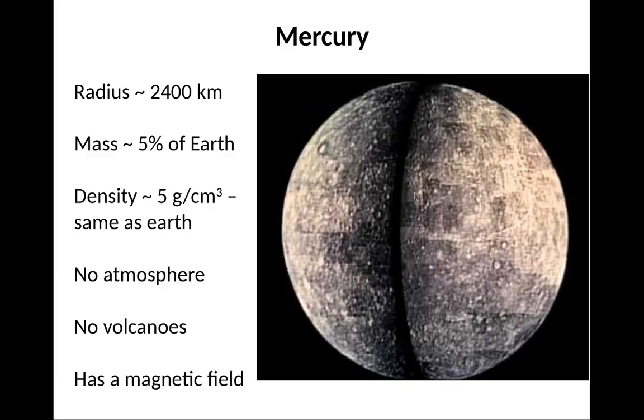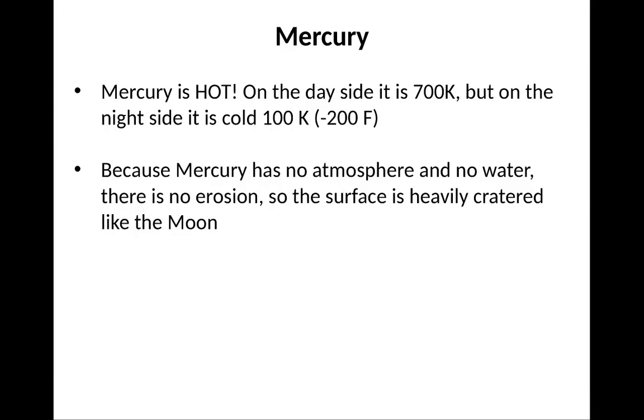Now let's talk about Mercury and the other terrestrial planets. So Mercury is much smaller than Earth, with a radius of 2,400 kilometers. Its mass is about 5% of the Earth's. Its density is about the same as the Earth's. It has no atmosphere, no volcanoes, but it does have a magnetic field. Mercury is very hot because it's so close to the sun. On the day side, it's about 700 degrees Kelvin, but on the night side it's very cold, 100 degrees Kelvin, or -300 degrees Fahrenheit. It's colder than pretty much any place on Earth.